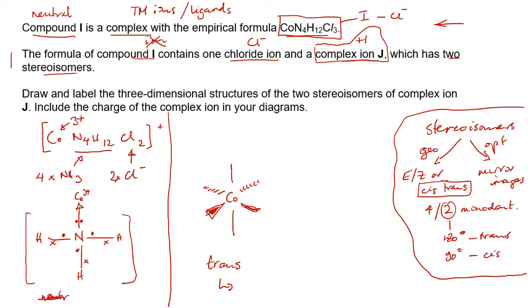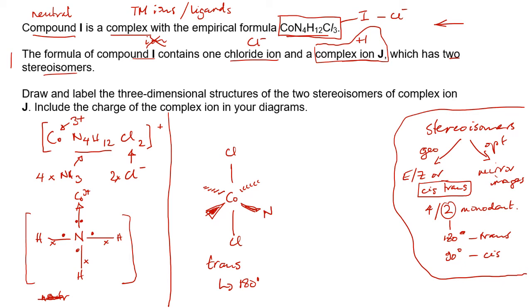If we want to draw trans, then that means the ligand that we only have 2 of are going to be 180 degrees apart. The ligand that we have only 2 of are chlorides. So we're going to put a chloride there, and we're going to put a chloride there because that's 180 degrees apart from each other, which leaves our 4 ligands being ammonias.